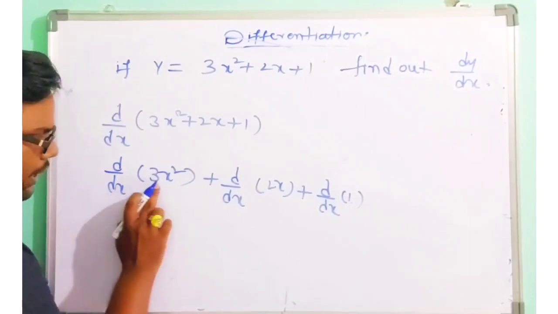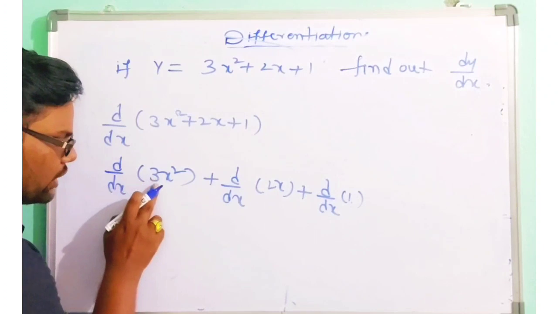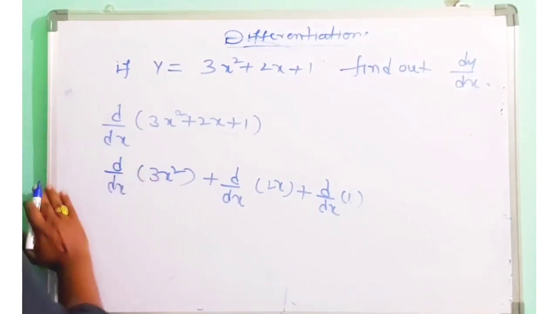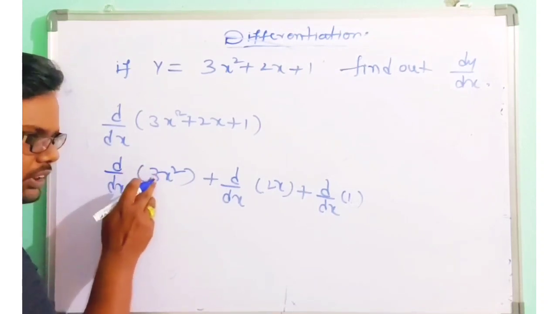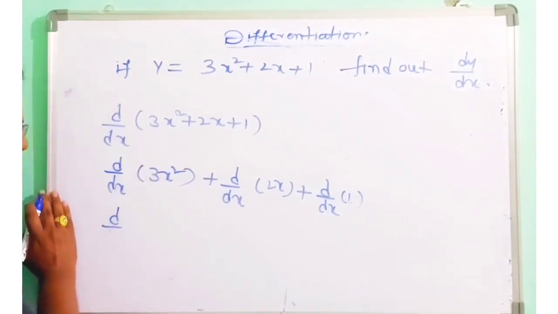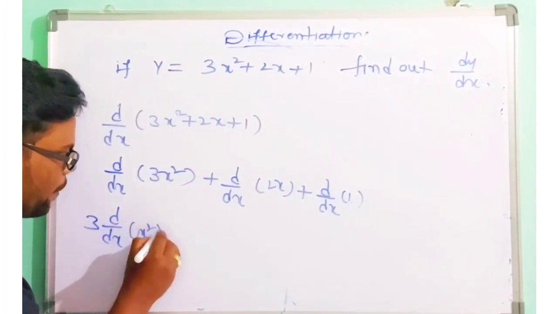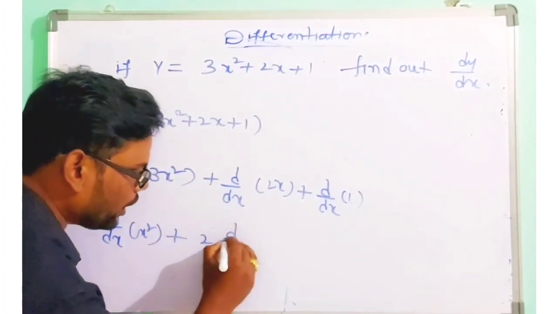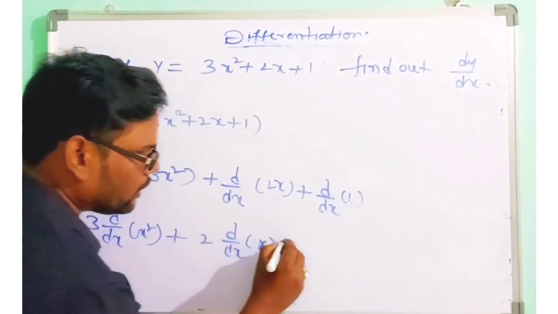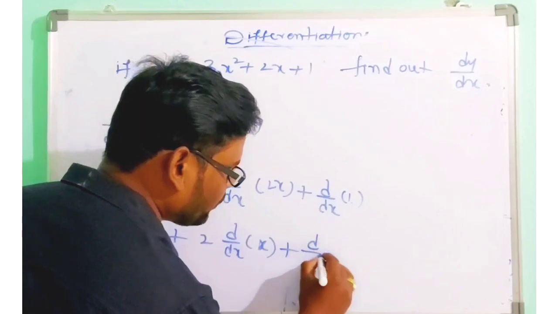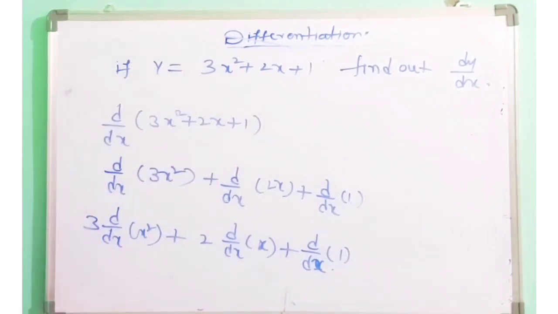So this is x square multiplied by 3, isn't it? This 3 we need to write outside of the differentiation. Why? Because this is a numerical constant, we need to write it outside of the differentiation. So it is 3 into d by dx of x square plus 2 into d by dx of x, isn't it? Next plus d by dx of 1. So already we know that.